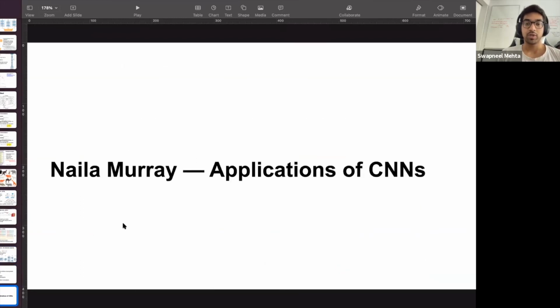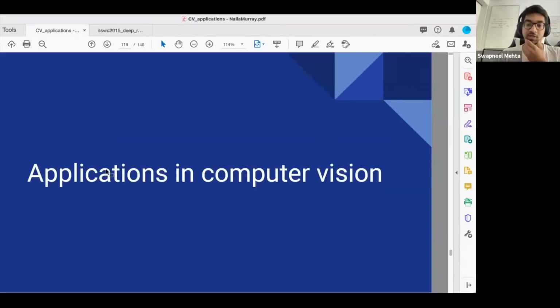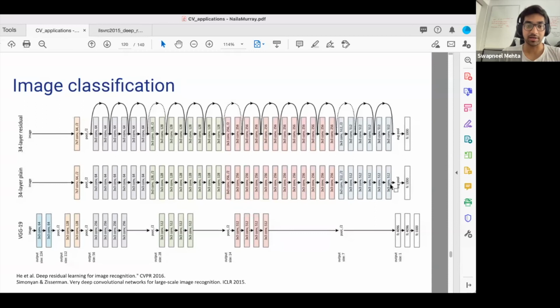So we will look at slides by Neela Murray, who is now at Facebook AI Research, I believe, that talks about a bunch of different applications. I spoke to you about applications in computer vision, but I want to show you a bunch of them in detail. Sharing is paused. Sorry about that. Start sharing. So with 20 minutes on the clock, let's get into this.